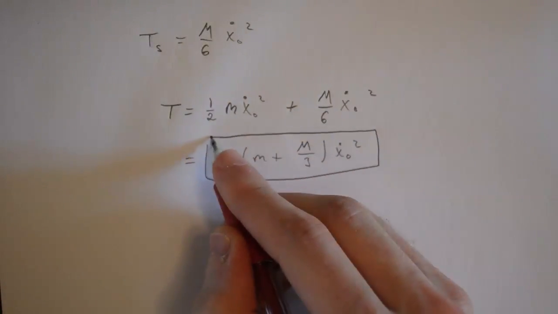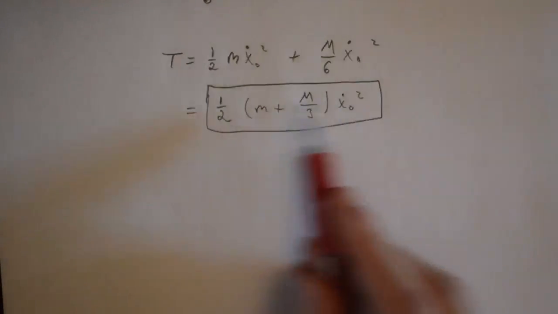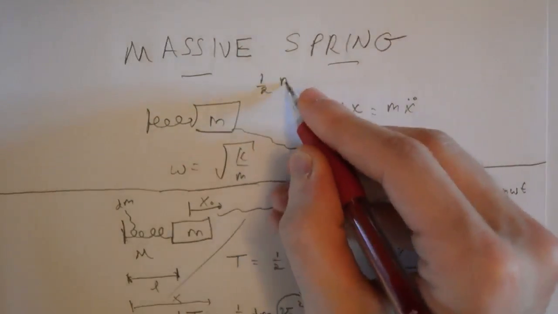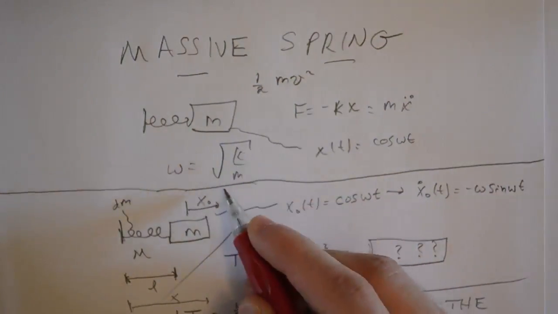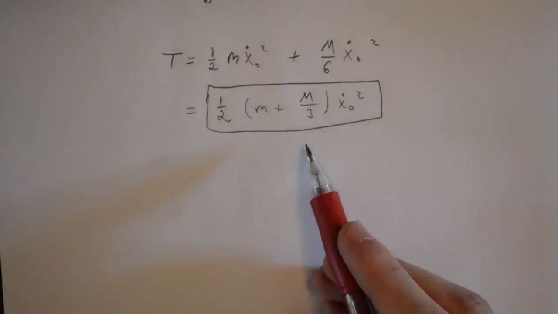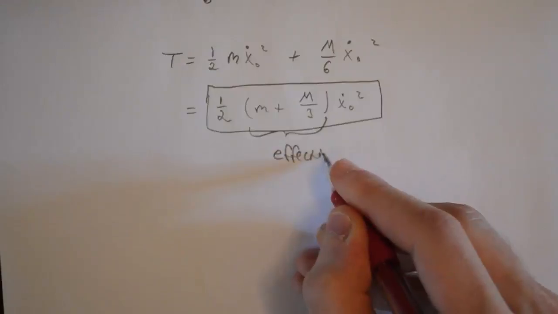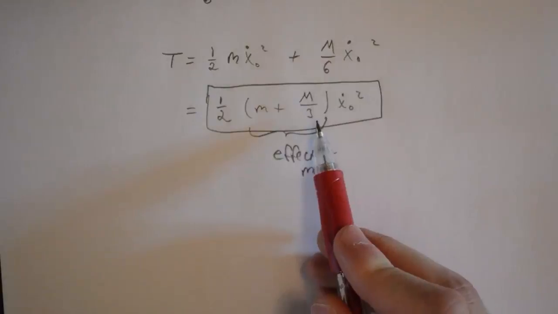That's the kinetic energy of the spring plus the kinetic energy of the mass at the end. Now what you'll notice is that this looks just like our old kinetic energy, right? So if we look at our massless spring, this thing has kinetic energy 1/2 mv squared, where v is the velocity of the mass at the end. And it had frequency root k over m, right? So what we have here is essentially a kinetic energy with an effective mass. So this can be our effective mass, and the effective mass is equal to little m plus big M over 3.